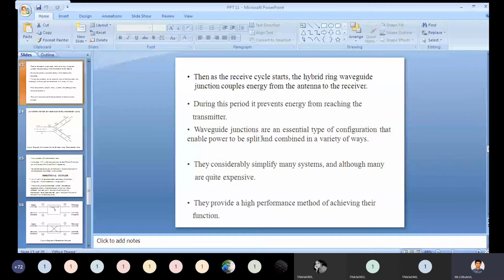This means that waveguide junctions are an essential type of configuration that enables power to be split and combined in a variety of ways.